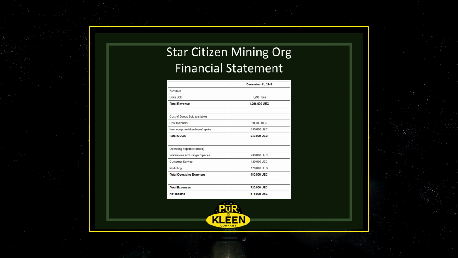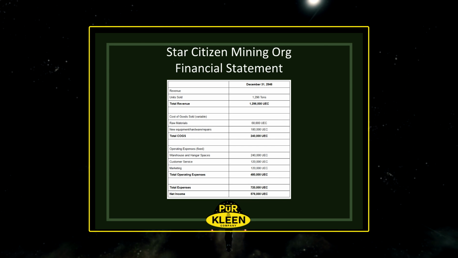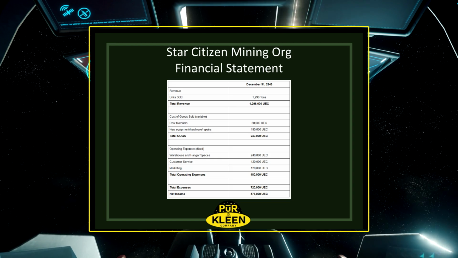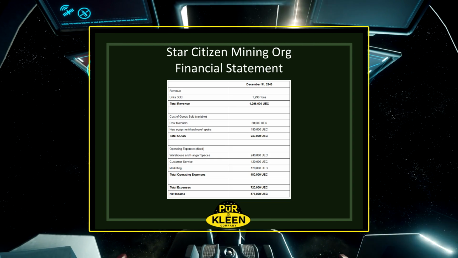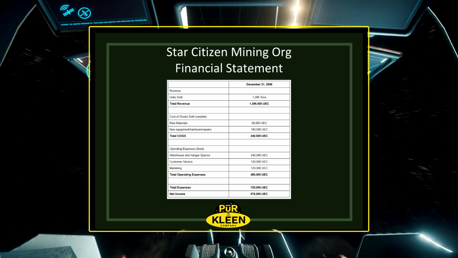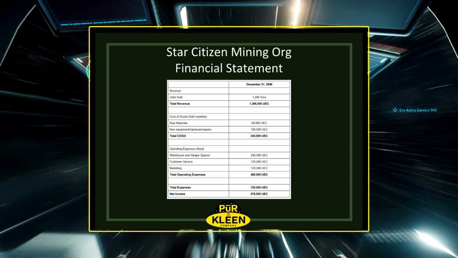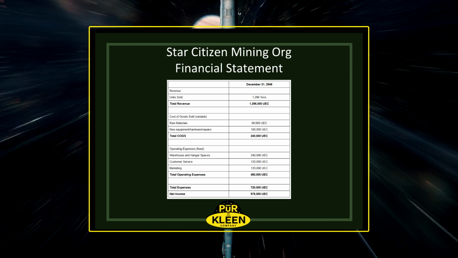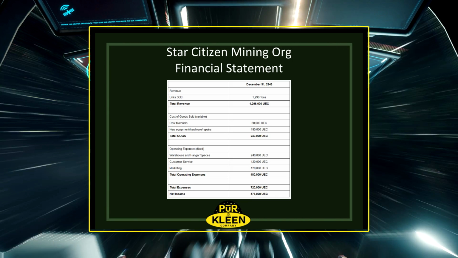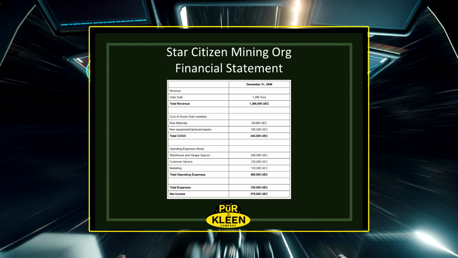Next up, we want to list our fixed expenses, or our operating expenses, in other words. We have warehouse and hangar spaces fees and maintenance, and we went ahead and estimated those to be 240,000 UECs. We have customer service, which is 120,000 UEC, and we have marketing costs. Maybe we want to have a dedicated marketing person, and we budgeted 120,000 UECs. Which means our total operating expenses, if you add those up, is 480,000 UECs.